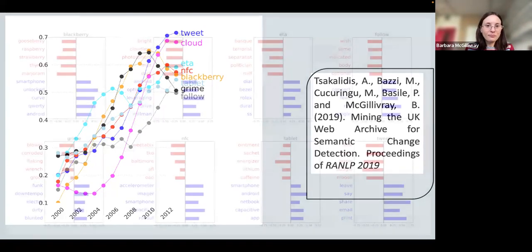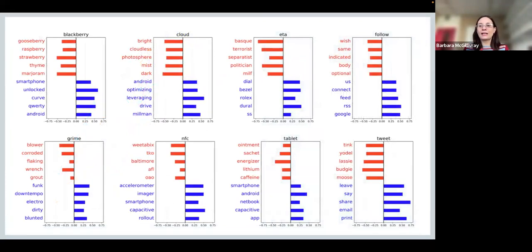And then tweet or cloud. These are examples that really resonate with us as words that changed and that were picked up by the algorithm. And here you can see the neighbors, so the words that are similar to the different words in different time periods. The one on top shows BlackBerry, and you see neighbors of BlackBerry in the early time period were things like gooseberry, raspberry, strawberry, so words that point to BlackBerry being a fruit. But then the blue words on the top left were words that were similar to BlackBerry in the second time period. And you see words that are related to smartphone, Android, and phones. So clearly a big shift in the way the word BlackBerry was used in the data.